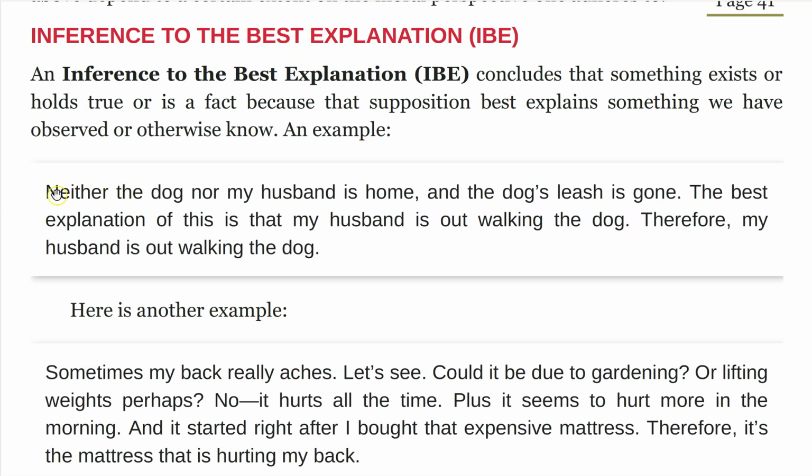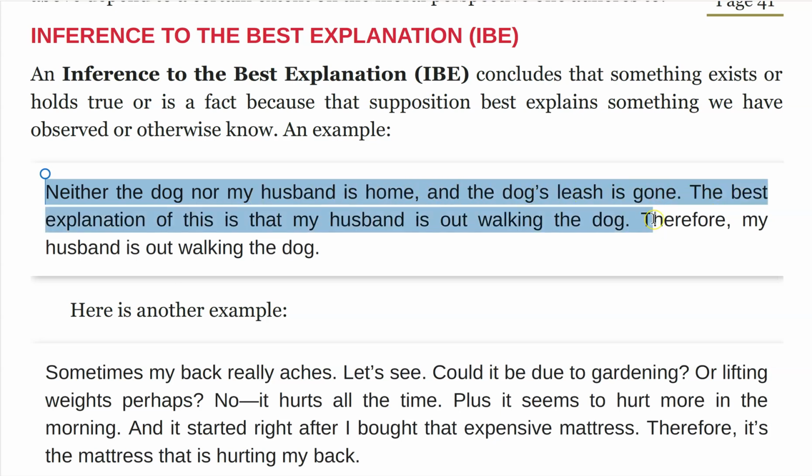So let's look at an example of this, and this is our safe place because this is the kind of reasoning we're really familiar with. So, neither the dog nor my husband is home, and the dog's leash is gone. The best explanation is that my husband is out walking the dog. Therefore, my husband is out walking the dog, right? This is pretty straightforward. You're making an inference to the best explanation for the facts that you have, right?